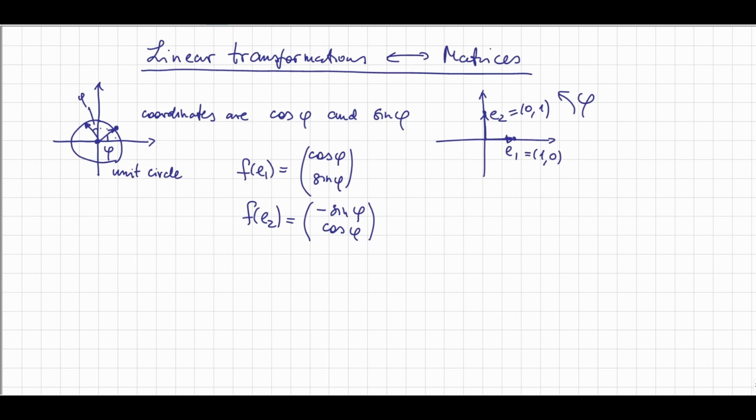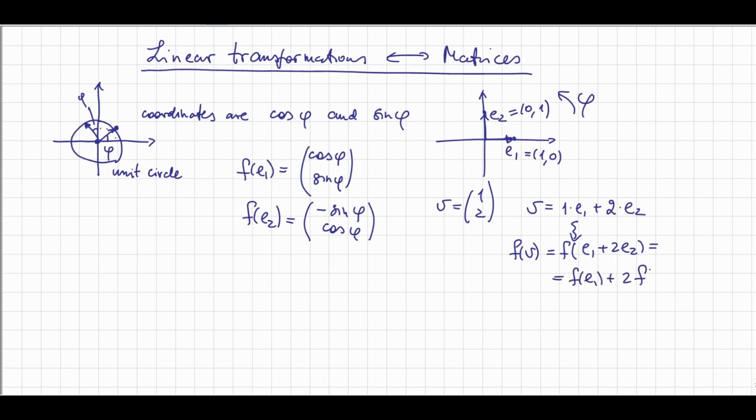Let's say I want to rotate the vector v = (1, 2). To do that, I can write v as a linear combination of the standard basis. This is 1 times E1 plus 2 times E2. This is by definition because the coordinates are 1 and 2. Now, if I want to rotate it, since I know that the rotation is linear, f of E1 plus 2E2 will be the same as f of E1 plus 2 f of E2. In general, if you have any vector with coordinates a, b, and rotate it, we will obtain the vector a f of E1 plus b f of E2.